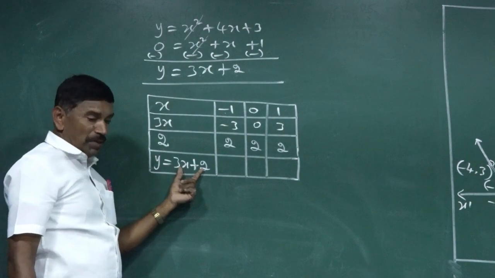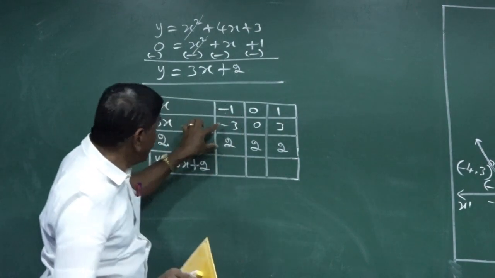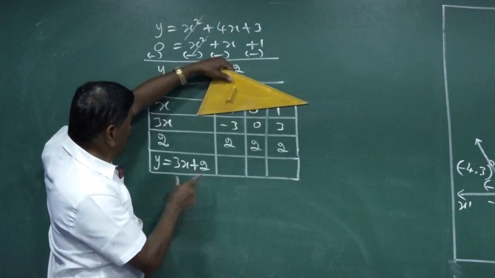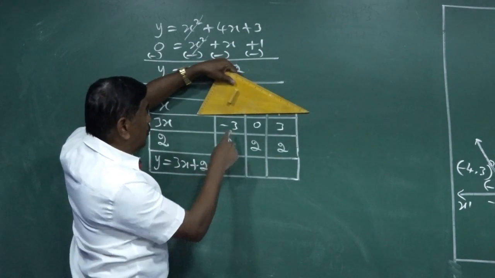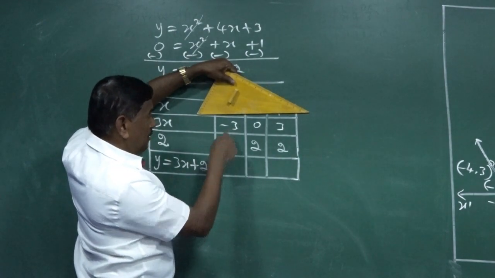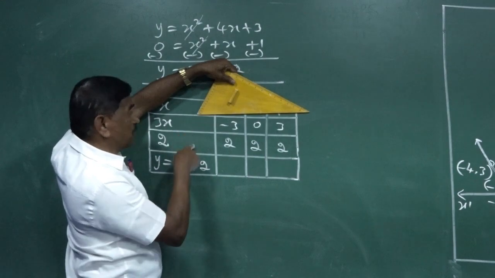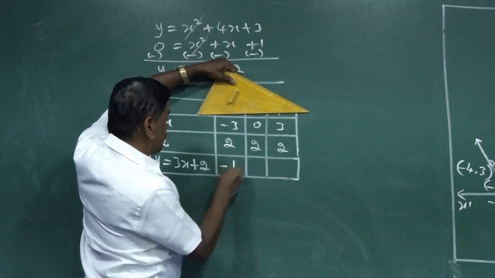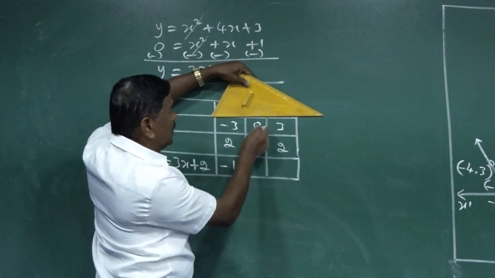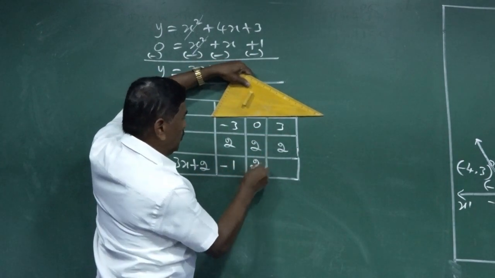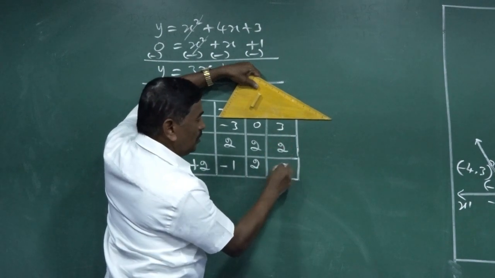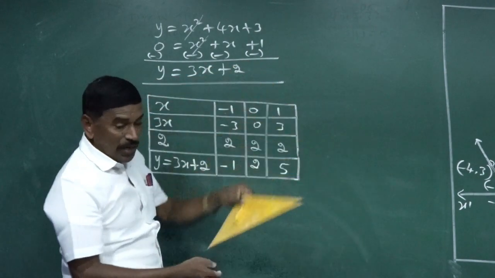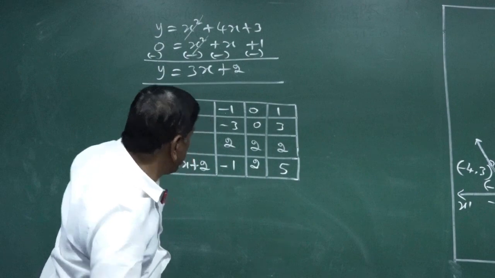Now y is a sum of 2 terms, therefore first term, second term. What is your answer? Minus 3 plus 2? Yes, minus 1. Next, 0 plus 2? Yes, 2. 3 plus 2? Good, 5. That's all. Now, plot the points on the graph sheet.